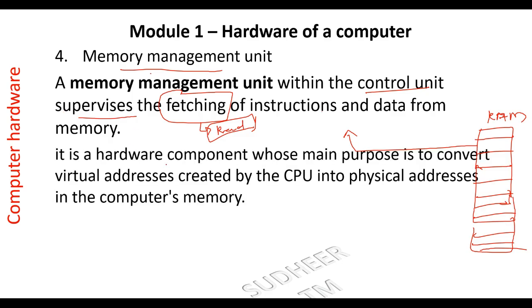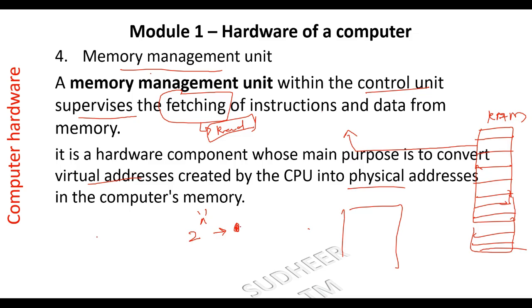It's a hardware component whose main purpose is to convert virtual addresses created by the CPU into physical addresses in the computer's memory. In a computer system, there are two types of memory addresses, called virtual address and physical address. We discussed already, if there are n lines in your address bus, it is able to accommodate 2 raised to n memory locations.